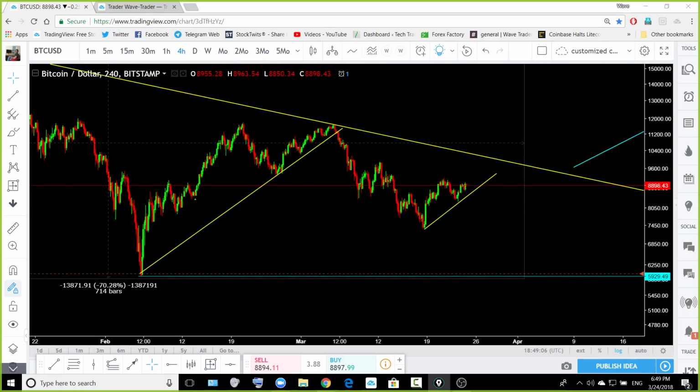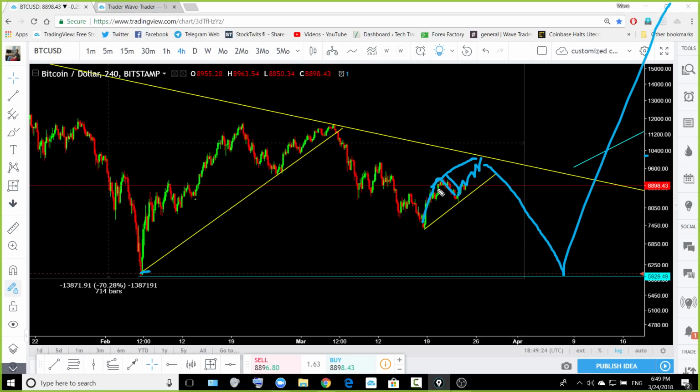All right, it will break down. This flag should break down. What it can do is test these areas and then start to get down. So this is the area you need to look for a longer term buy.